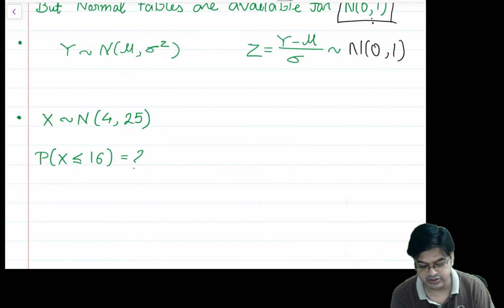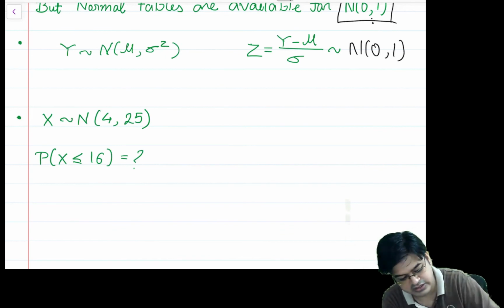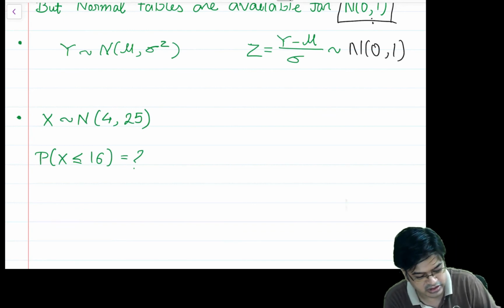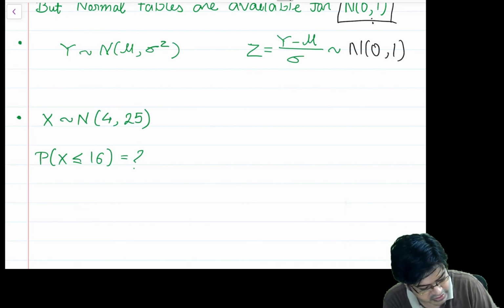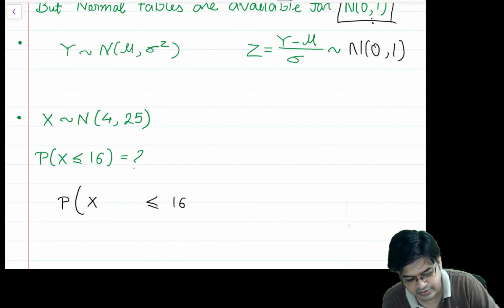Okay, so what will solve this problem is transforming this random variable to a standard normal random variable. So how will I go about the transformation? What I will do is write x less than or equal to 16. What are the steps involved in the transformation? I need to subtract the mean.